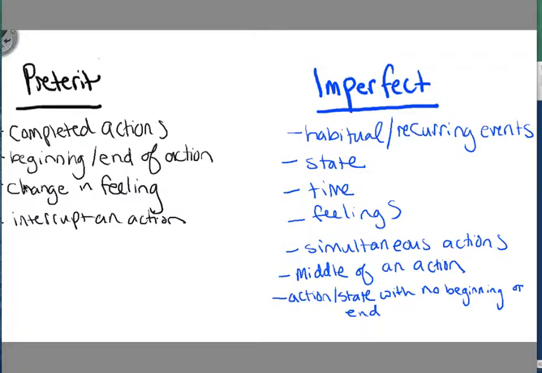Preterite we use with completed actions, the beginning or end of an action, a change in feeling, or when we are interrupting an action. Whereas imperfect is for habitual or recurring events, for state, for time, for feelings, for simultaneous actions, in the middle of an action, or talking about an action or state with no beginning or end.